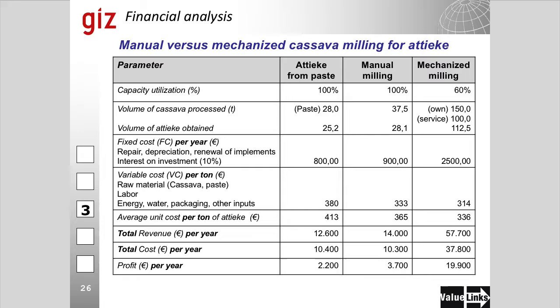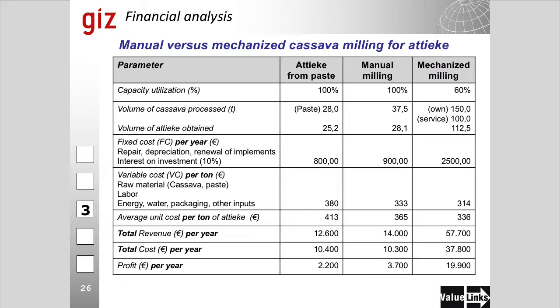Now, this is the cost and profit calculation. We start again with the capacity utilization, talk about the volume of cassava processed and Attiéké obtained. Then we have a fixed cost that depends, of course, on your investment into fixed assets, the mill, the buildings. That is repair, depreciation, renewal. That equipment doesn't last long. Even the mill as such has a lifetime of not more than 6 years max.